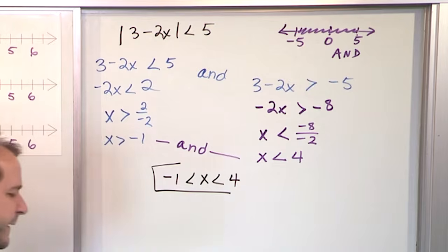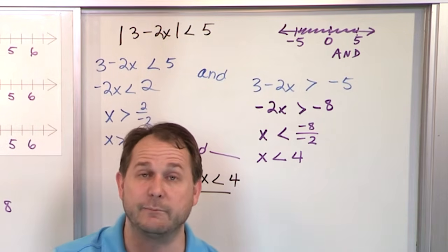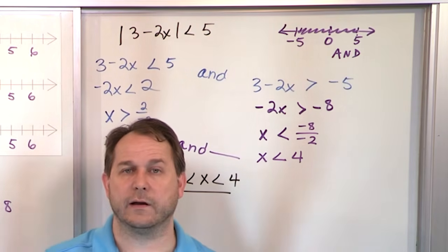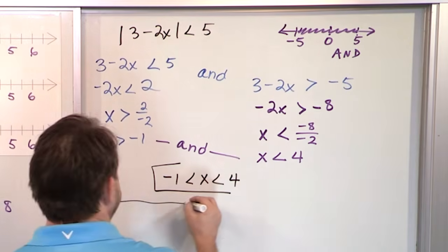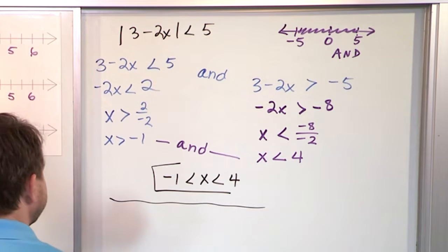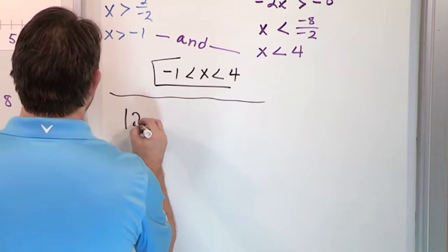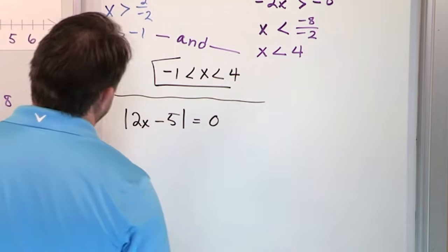So literally everything in this section boils down to you being able to translate the problem from what we had before into two inequalities, which we already know how to solve from the last section. All right, let's do this next one. This one's pretty good, I think, to illustrate a point. The absolute value of 2x minus 5 equals 0.